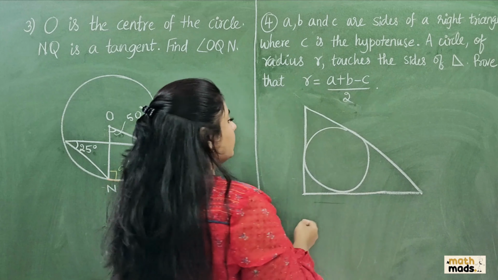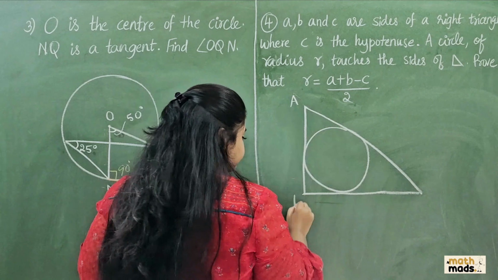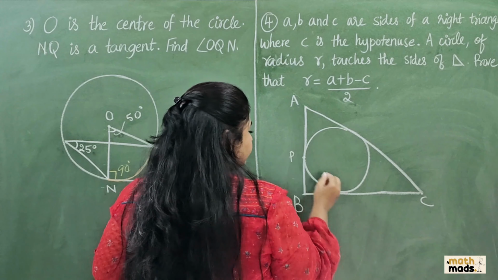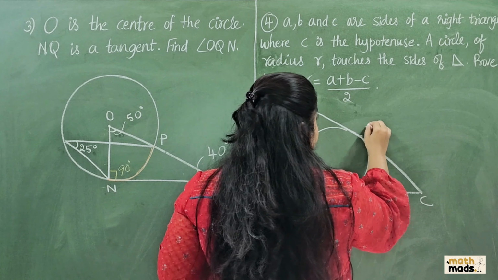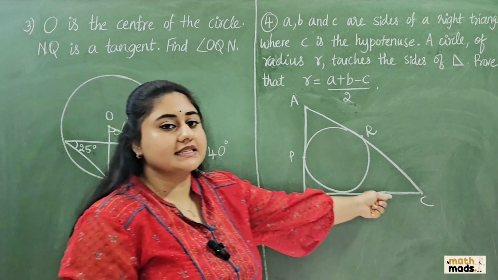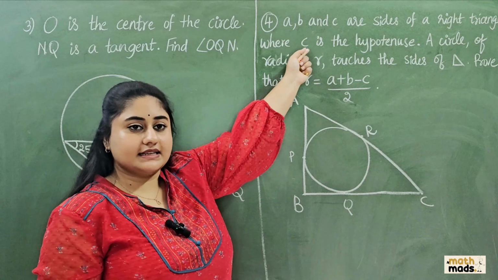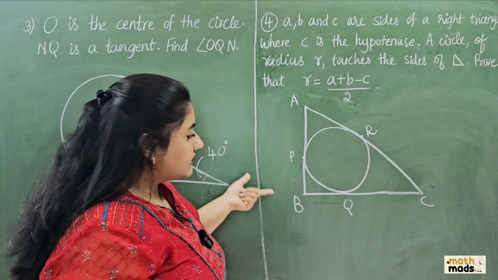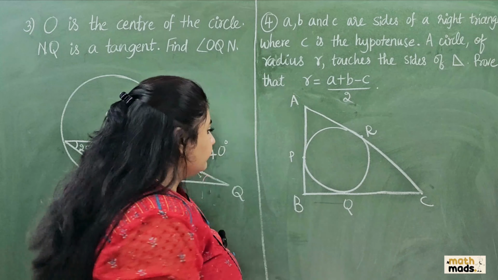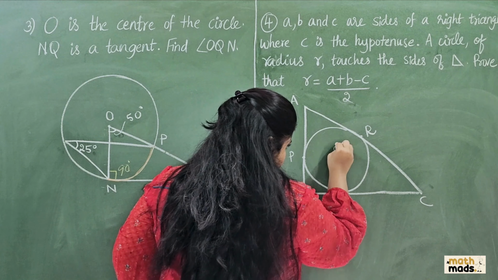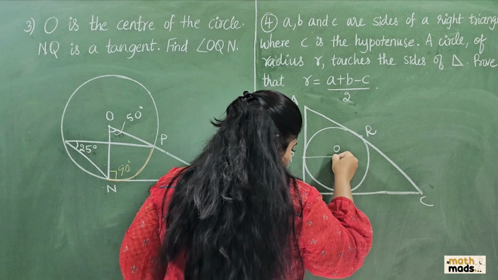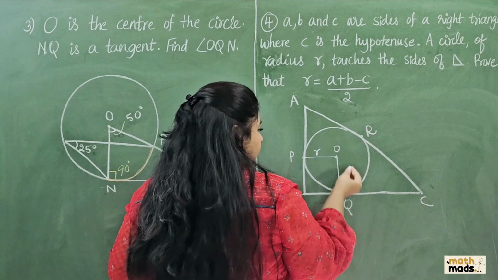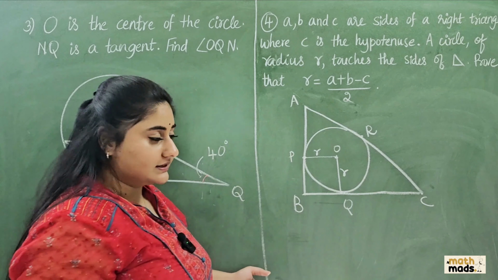And if I take A, B, C as the vertices of the right angle triangle, and wherever it is touching as P, Q and R. We know that AC is the hypotenuse and the measure of AC is given as C. So AC is equal to C. If I take AB as A and BC as B, let's say. Suppose this is the center of the circle and I join O to P, O to Q. Okay, those are the points of contact. I know that OP is R and OQ is also R, the radius of the circle.